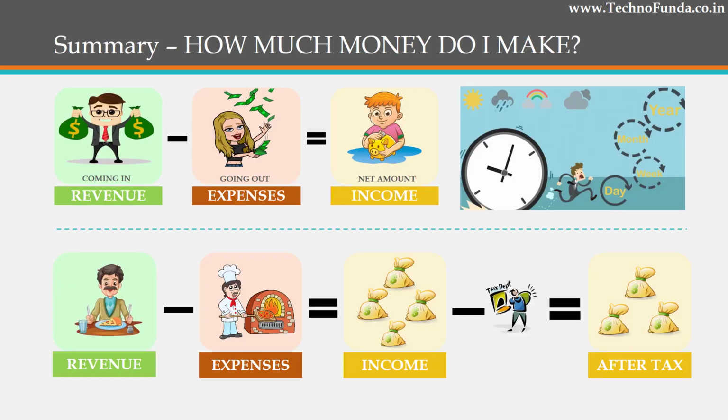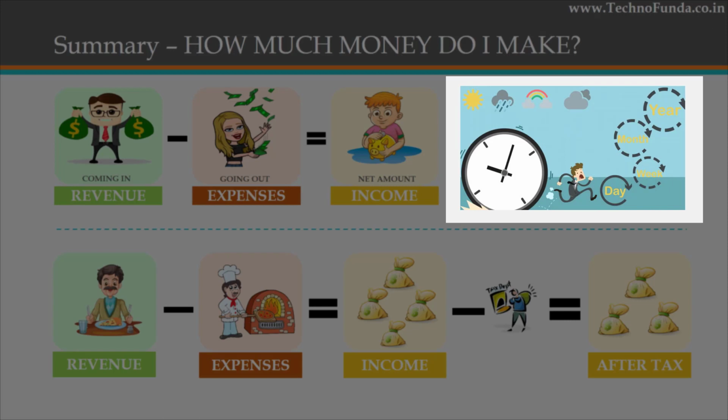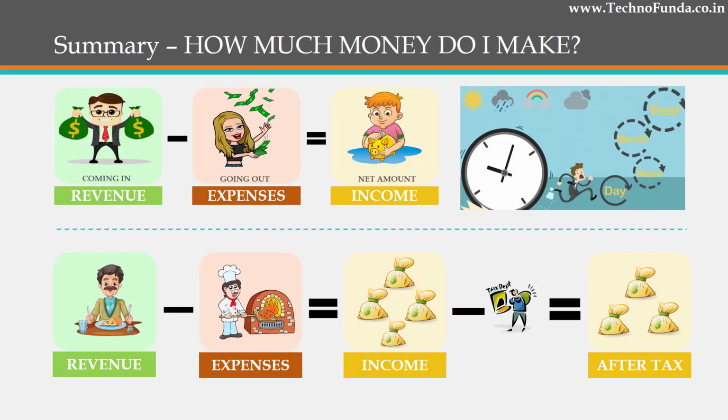So let's come to the summary. An income statement always signifies how much money I make in a certain time period. As I said, it could be a day, a week, a month, or a year. In very basic terms, it is revenue or money coming in minus expenses or money going out, which gives us net income or the net amount of money.